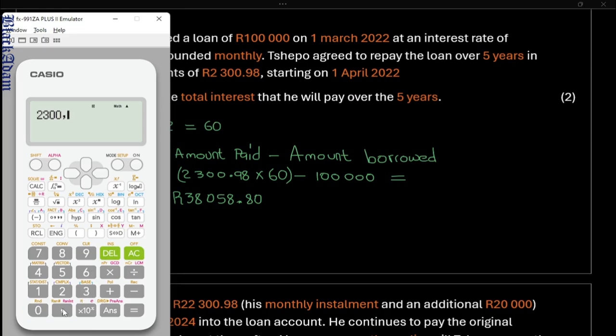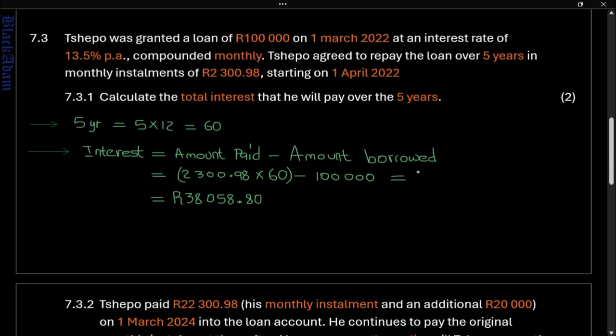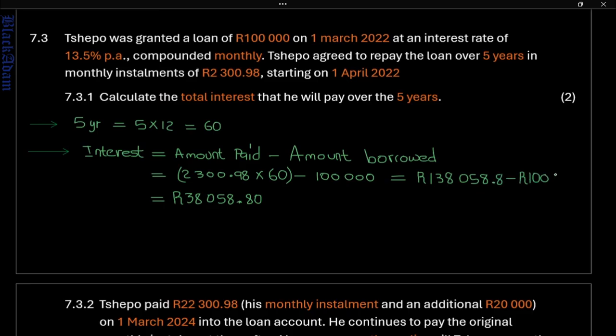So we have 2300.98 multiplied by 60. So that's the amount. We need to use this amount somewhere, so that's why I need to write that separately. That's 138,058 rand minus 100,000. So we know that we need 138,000 somewhere.